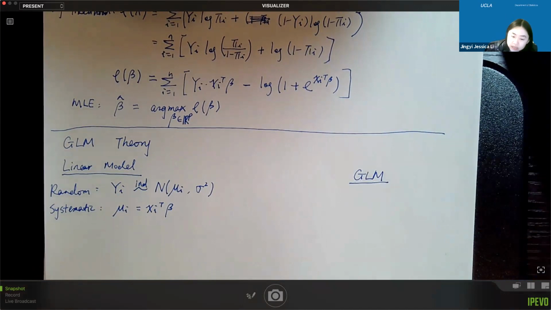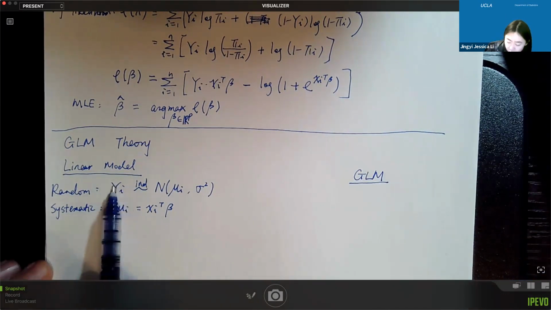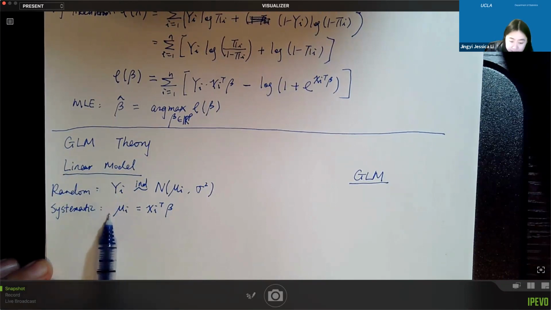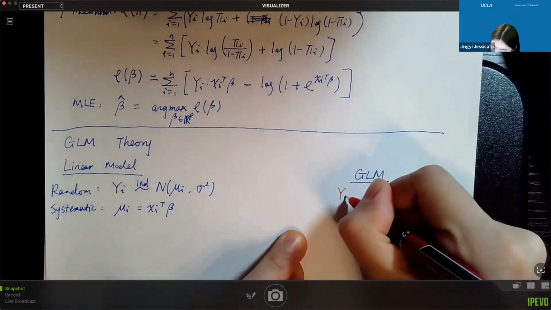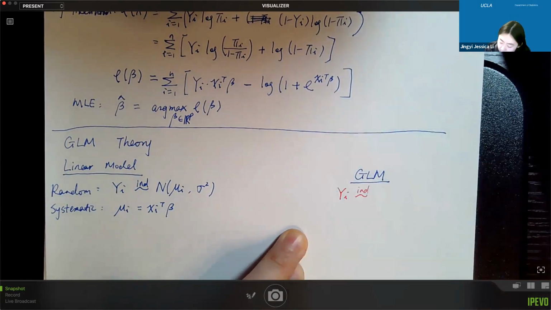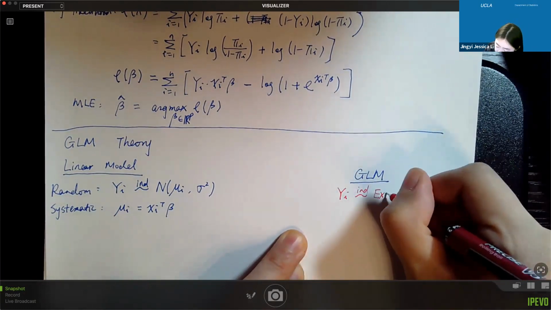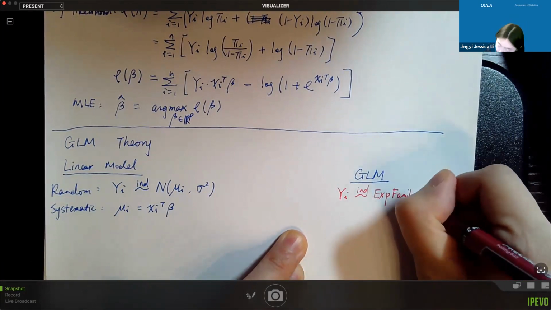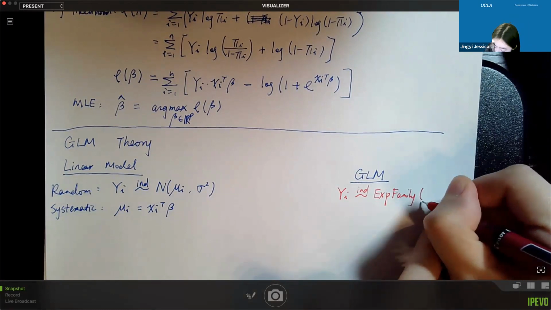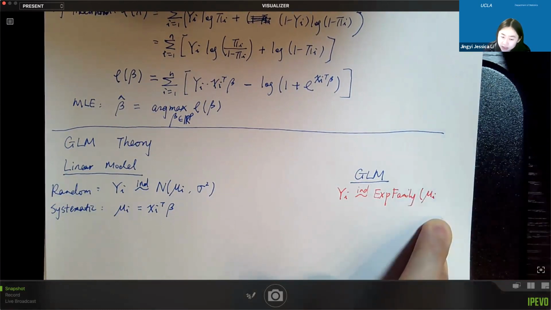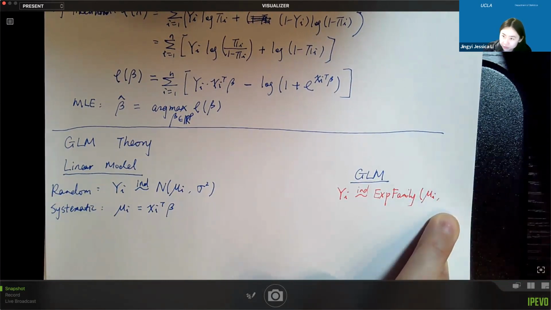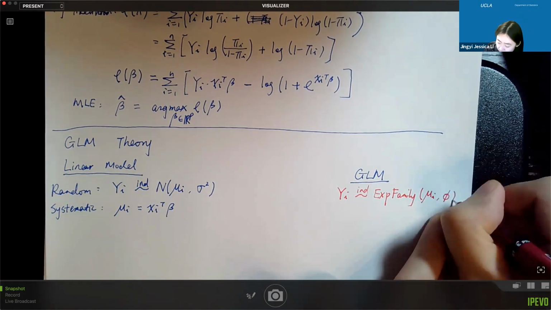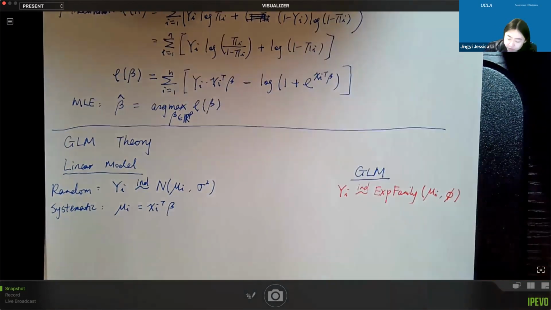So we're going to need changes for both. One is the random structure, the other is the systematic structure. For the random structure, we are going to assume that each yi independently follows an exponential family distribution, again with mean mu i, and a common auxiliary parameter, which is not of our interest, but probably needed for distribution specification. We call that phi. That's what we change for the random structure.